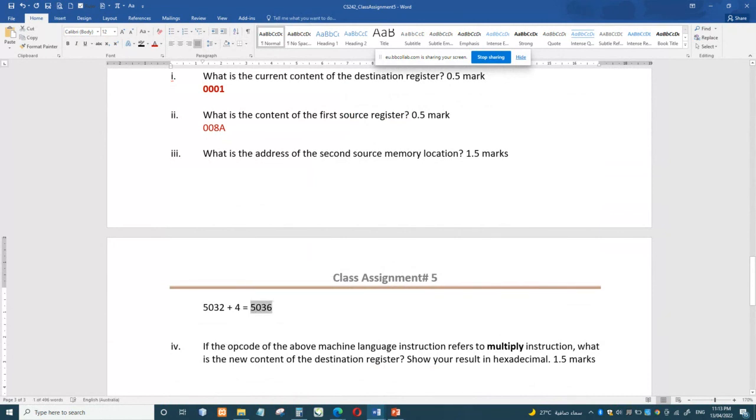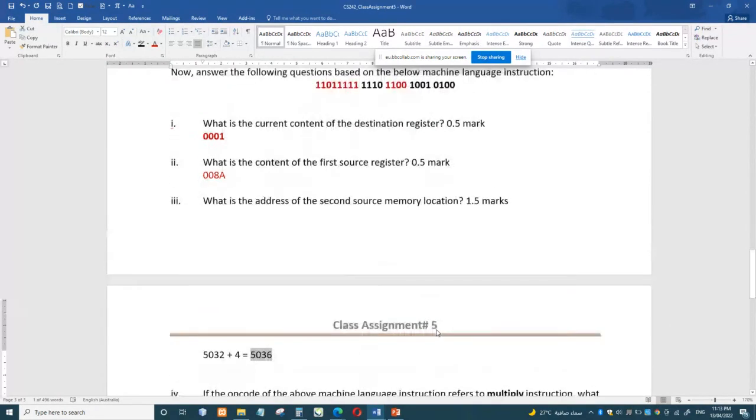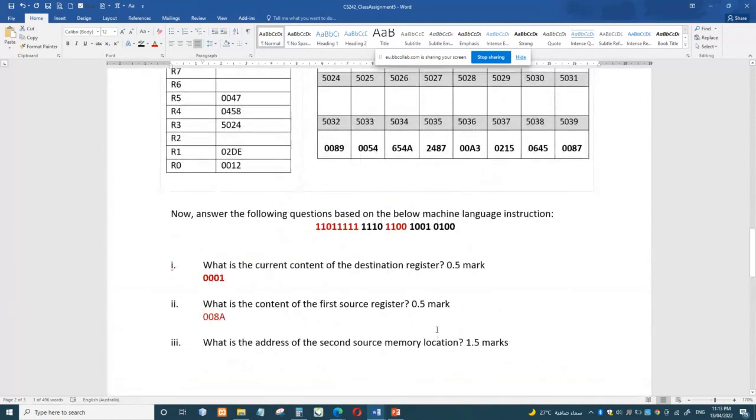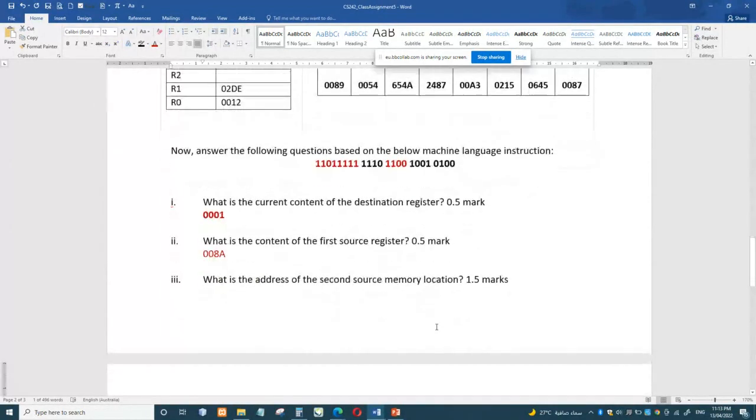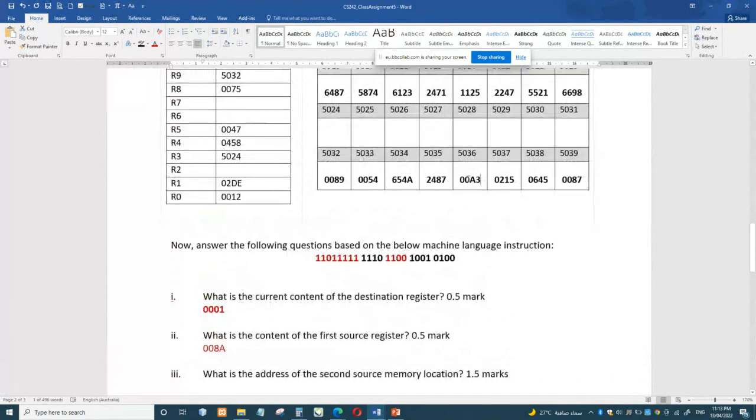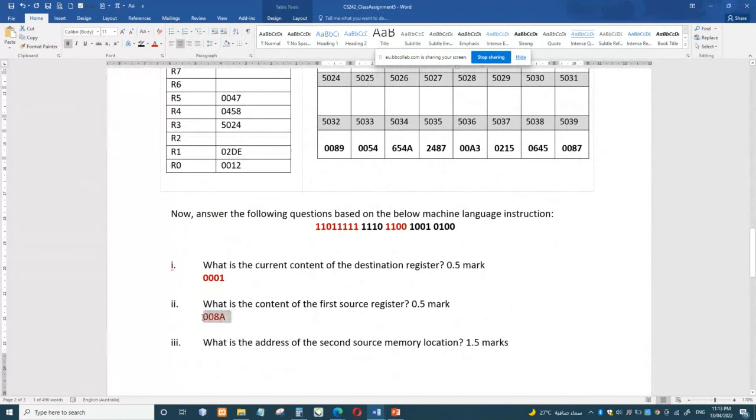If the opcode of the above machine language instruction refers to a multiply instruction, what is the new content of the destination register? Show your result in hexadecimal. So what is the value at 5036? What is your second source operand? Who can tell me? 0083. 0083 is your second source operand, and your first source operand is 008A.